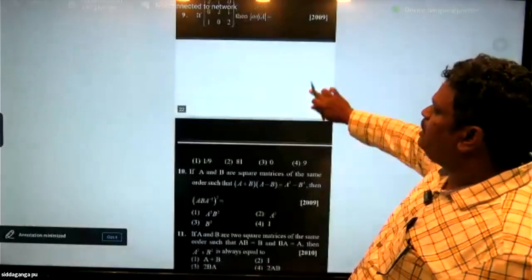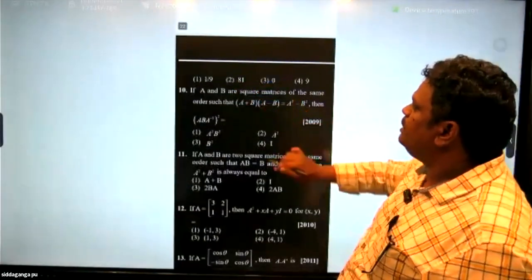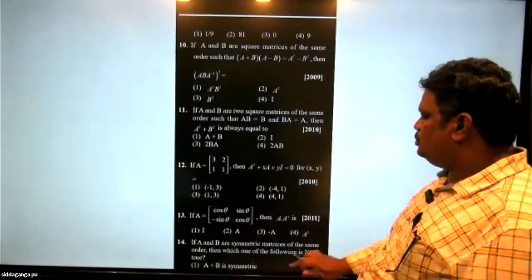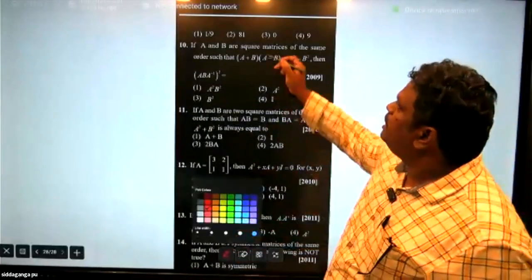For this option, 81. So for this one, 81 is the answer.